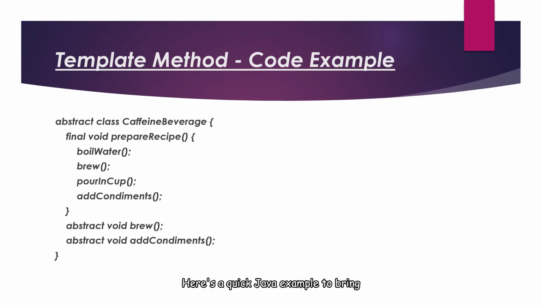Here's a quick Java example to bring it to life. The abstract class CaffeineBeverage defines a method called prepareRecipe. This method outlines the sequence: boil water, brew, pour, add condiments. But the brew and condiment methods are abstract, allowing subclasses like Tea and Coffee to fill in the specifics. Notice how subclasses focus only on the differences. They don't worry about the boiling or pouring steps.